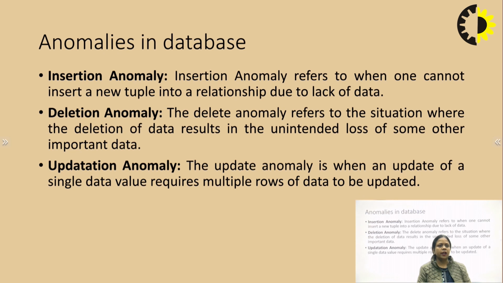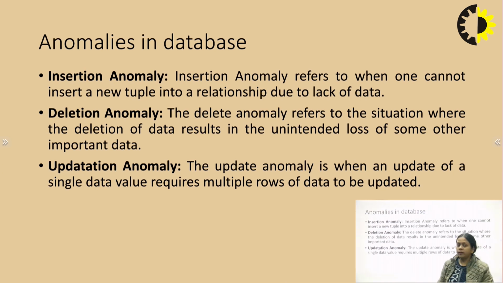Now, what are the anomalies in the database? There can be three types of anomalies. First one is the insertion anomaly, second is the deletion anomaly, and third one is the updation anomaly. The insertion anomaly refers to when one cannot insert a new tuple into a relation due to a lack of data. So in the case of insertion anomaly, we cannot insert the data in the table because of some lack of data. So there is a problem in the insertion into the table. This is the first anomaly in the database which can be removed by the help of normalization.